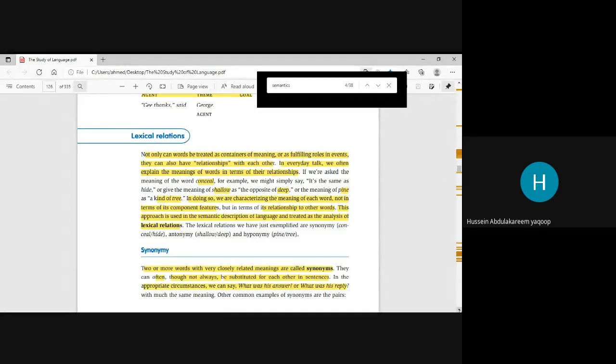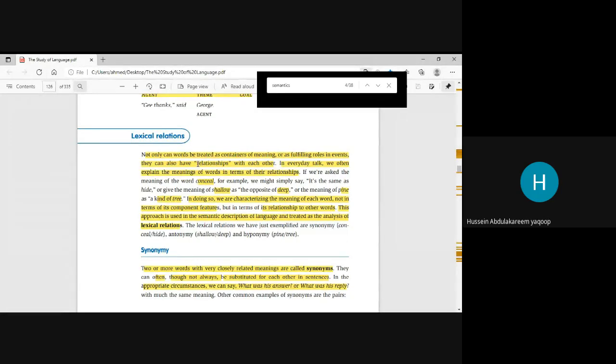Another thing is that we may have different nouns that lexically give similar meaning, but they are not equal. Sometimes we use adjectives that are replaceable, so I can replace this adjective with that, but this is not for granted. I cannot always replace this adjective with that one. This is just a general introduction to the lexical relations. Not only can words be treated as constraints of meaning, or as fulfilling roles in events, they can also have relationships. This is the pure heart of semantics.